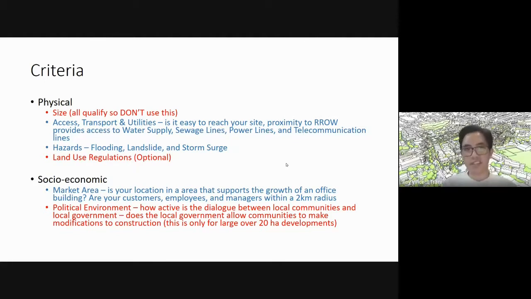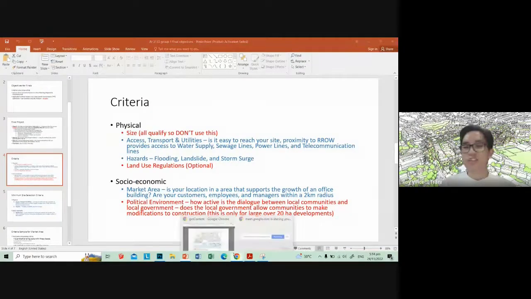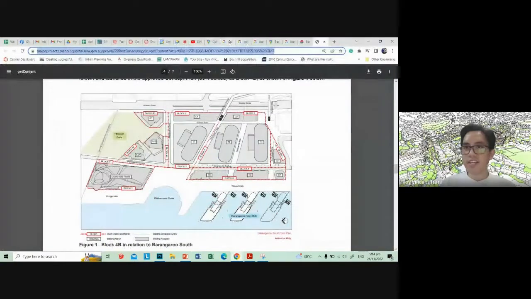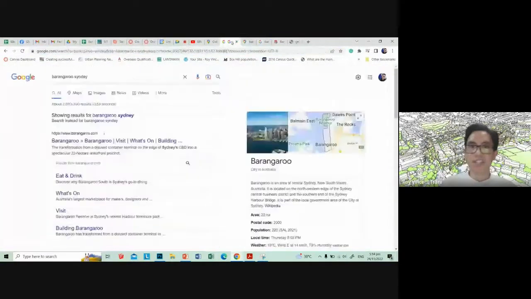And another big hazard that's unique to the Philippines, whether you're in Cebu, Manila, or Davao, is the vulnerability to flooding, landslides, and storm surge. So with this, you can very easily use the NOAA website. So let me just close.